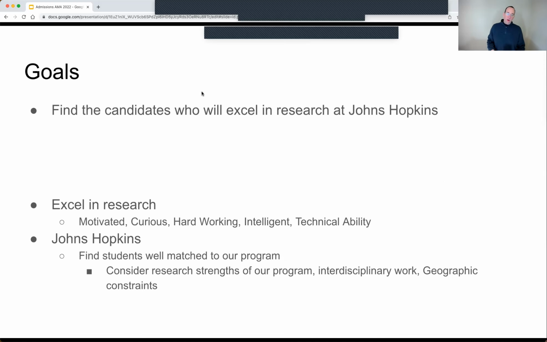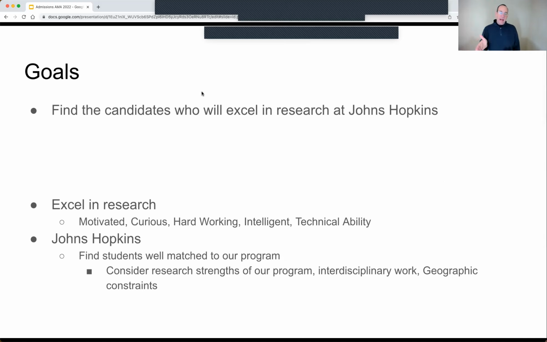So the goal of our process is to find the candidates who excel in research at Johns Hopkins. And actually, let me just say in a moment, the slides you're seeing now are the slides that I present to our reviewers. So when we kick off the review season each year, we have a training session for everyone to kind of refresh what our process is and our policies are. These are some of the slides that I share. So you're actually seeing the directions that we use. This is not a summary. This is what I present.